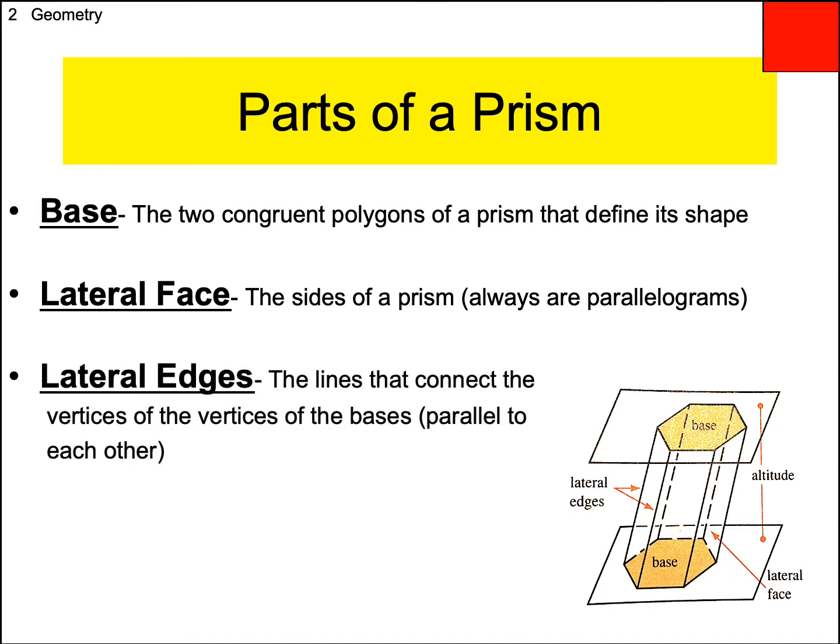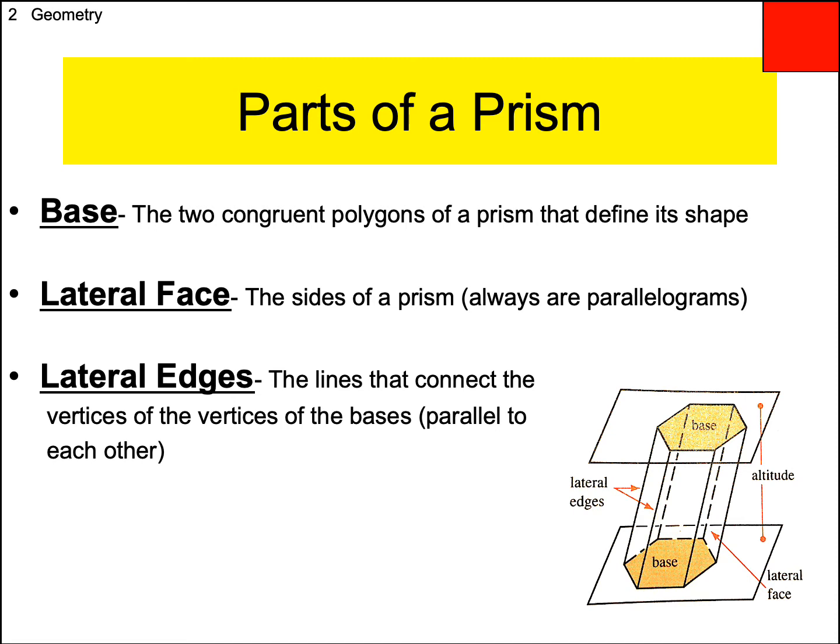All right, where the lateral faces come together, those make edges. If you were to run your finger around the sides of this shape right here, the sharp pointy part is called the edge, or in this case, since it's where the lateral faces come together, they're called the lateral edges. These are the lines that connect the vertices of the bases, and they are parallel to each other. Notice all of those lateral edges are parallel to each other.